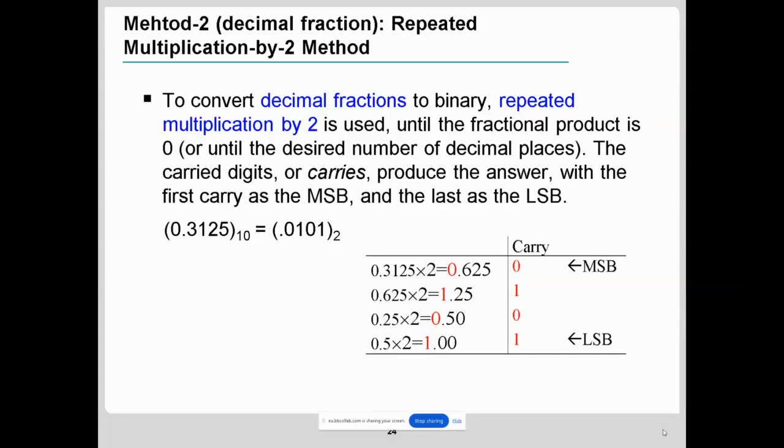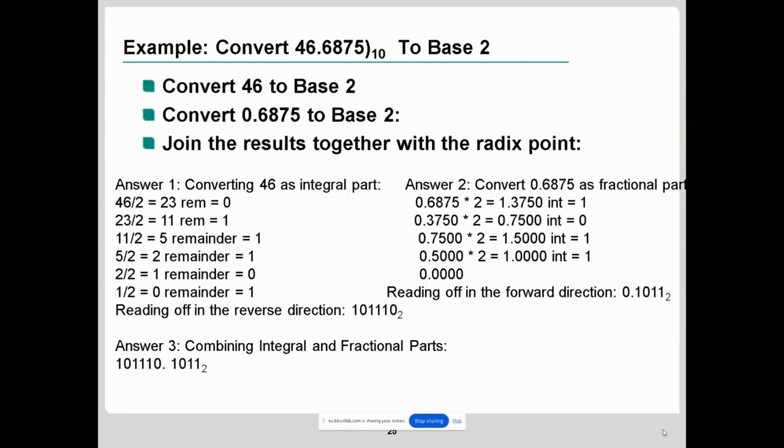So this method is called the repeated multiplication by 2 method. Is it for the fractional part or for the whole part? For the fractional part. We have a different method for the whole part, which is repeated division by 2, and for the fractional part, which is repeated multiplication by 2. Got it?